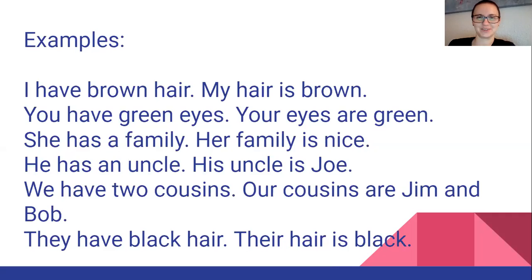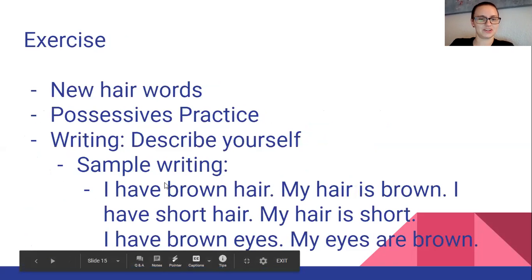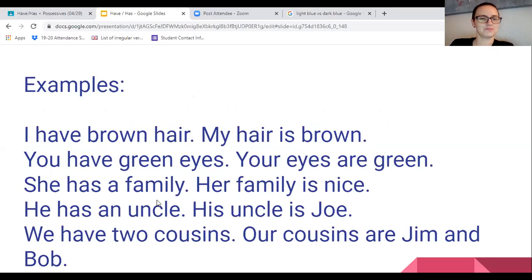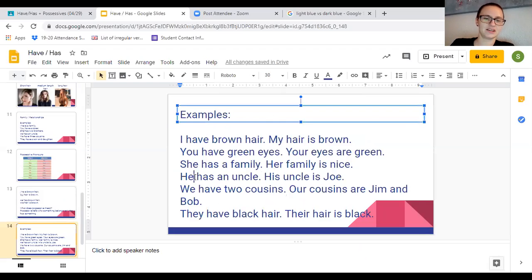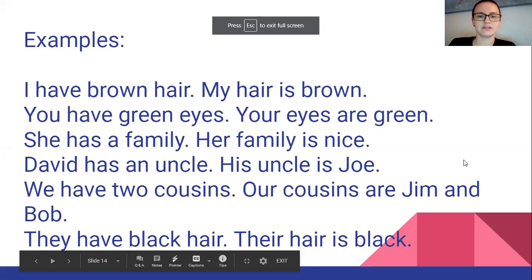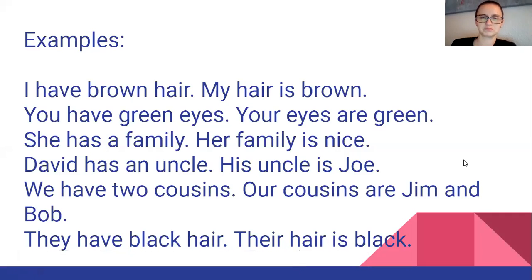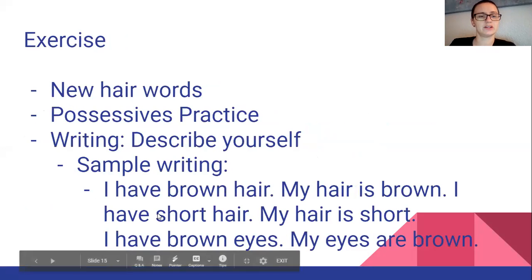Whose uncle is Joe? Tell me, who are we talking about? So make sure if you say "his," let's just go in and change this. Oops, sorry, other one. He has an uncle. So let's say David has an uncle. There we go. David has an uncle. His uncle is Joe. David has an uncle. His uncle is Joe. So in this situation, I know this is talking about David.